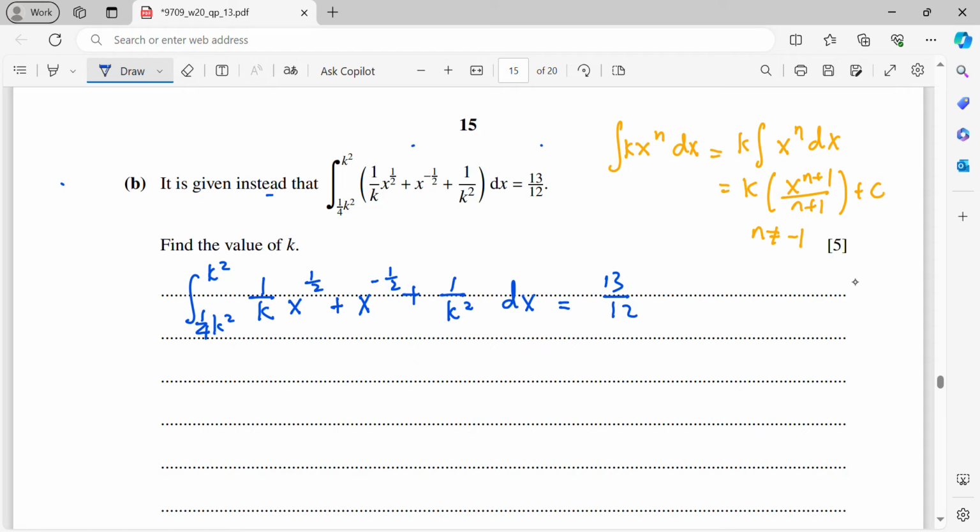So here I will get 1 over k. X to the power half becomes x to the power 3 over 2 divided by 3 over 2. Then plus x to the power of negative half plus 1 is half, then over half. Okay, plus 1 over k squared is a constant. So whenever you integrate constants, just add on the x. Then this will be my integration.